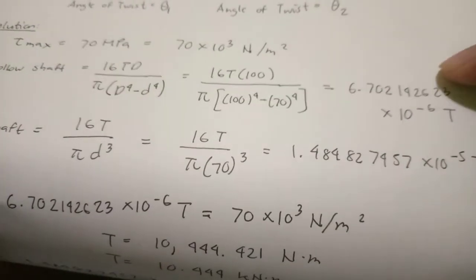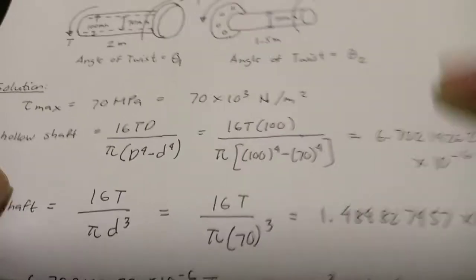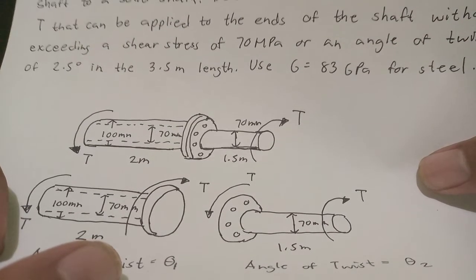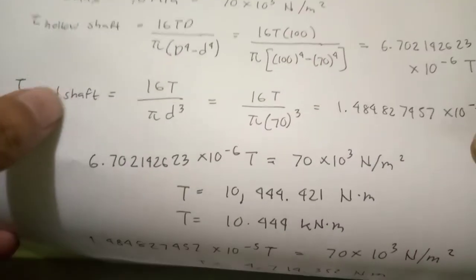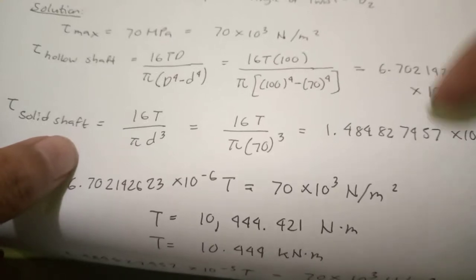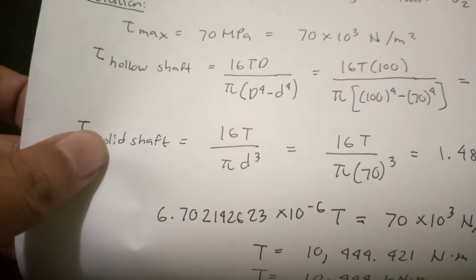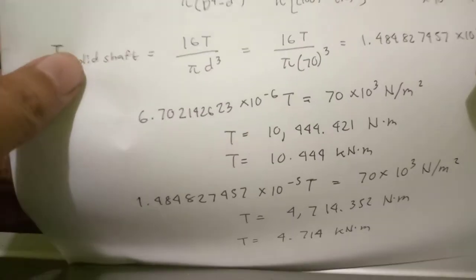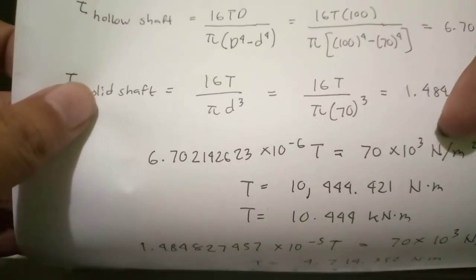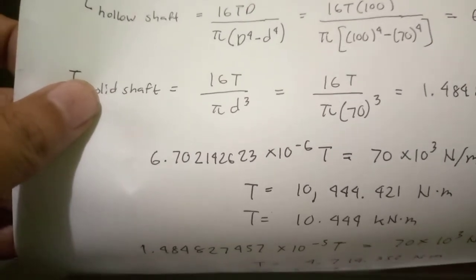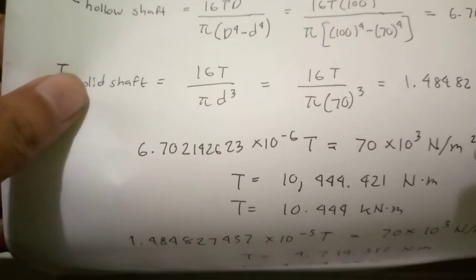Okay, so what are we going to do? Since we have already substituted the shear stress, we equate each and every one of these. In this hollow shaft, its angle of twist should not exceed 2.5 degrees. So what I am going to do is equate this.